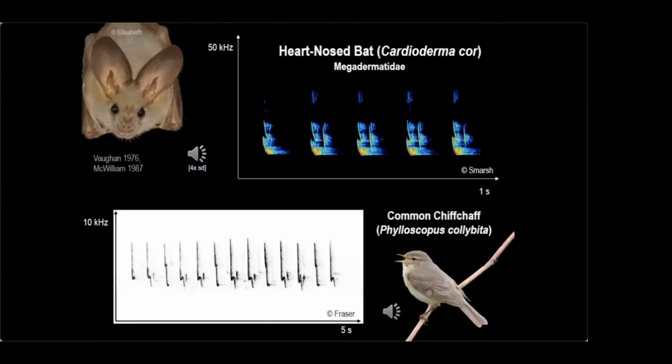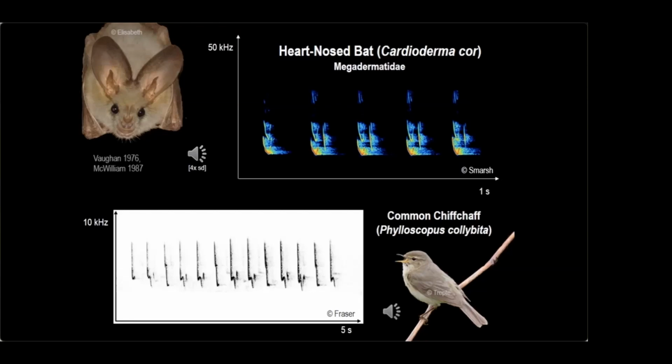So in the next few slides, I'm going to introduce you to the diversity of bat song around the world. And I'm always contrasting a bat song example with a bird song example to just highlight similarities between songbirds and bats. So the first example is an African species, the heart-nosed bat Cardioderma cor. You see a picture of the bat here, and here the visual representation of its song is frequency over time.